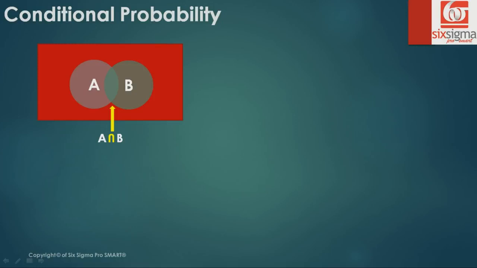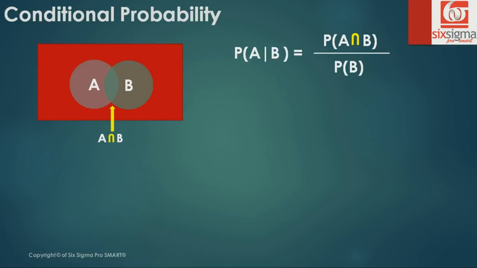And the portion which is overlapping, that is, the portion which is common to both A and B, is known as A intersection B. Now, if we were asked, what is the conditional probability of A given B, which is nothing but what is the probability of occurrence of A given that B has already occurred. Now to simplify this, whenever you are dealing with the conditional probability, assume that the entire sample space has shrunk to the event which has already occurred.